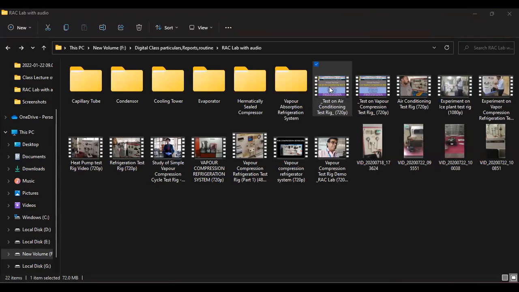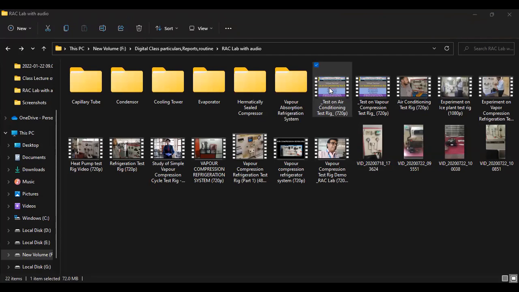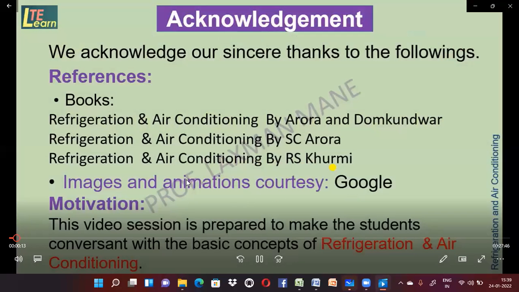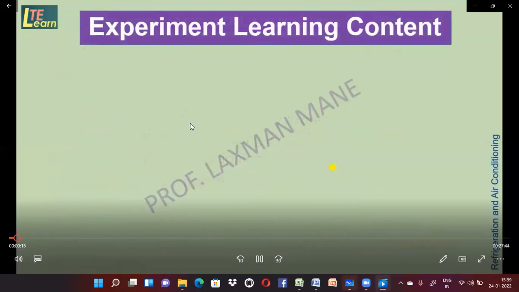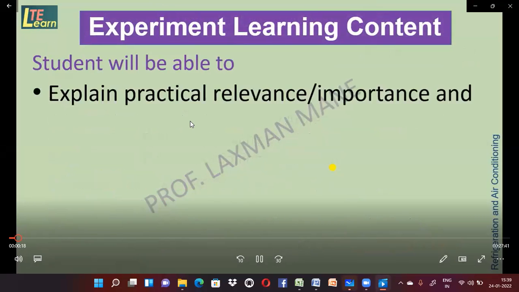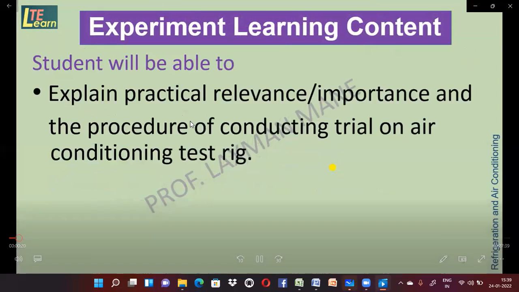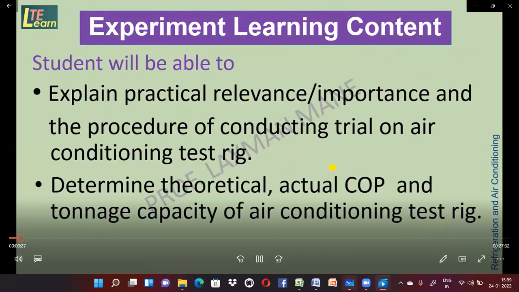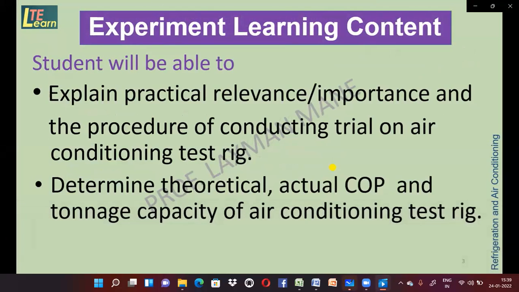Welcome to the virtual practical on the test on air conditioning test rig. In this session, you will be able to explain the practical relevance, importance, and procedure of conducting a trial on an air conditioning test rig. You will also be able to determine the theoretical and actual coefficient of performance and tonnage capacity of the air conditioning test rig.